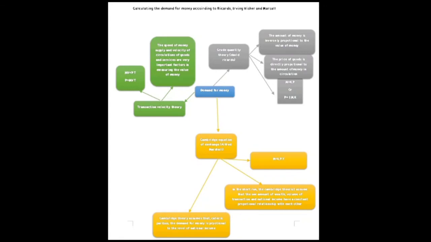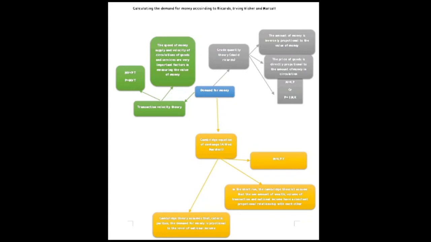like this volume formula. And then the transactional velocity theory. The speed of money supply and velocity of circulation of goods and services are very important factors in measuring the value of money. Like this green formula.